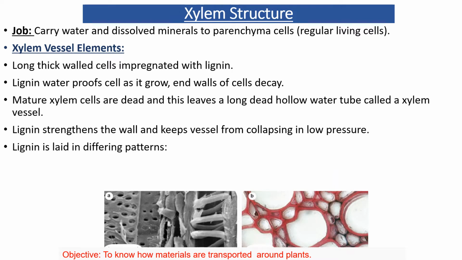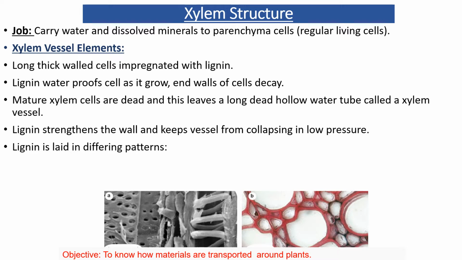So we need to understand, what is the actual structure of the xylem? The xylem, as I said a moment ago, is a tissue, because it is made up of lots of cells working together with the function of carrying water and dissolved minerals to the living cells higher up in the plant. The cells that make up the xylem are called the xylem vessel elements, and they are long and thin, with walls impregnated with lignin.